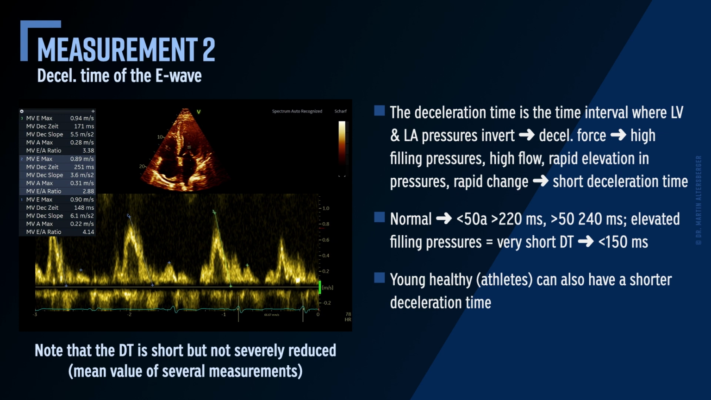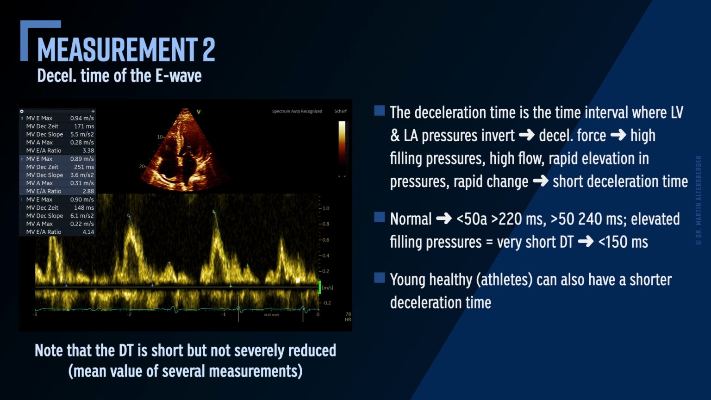The deceleration time, you already have seen it. We take a look at it again. The deceleration time you measure from the peak E wave down to the zero line. The deceleration time is the time interval where the left ventricle and left atrial pressures invert. So there's a deceleration force, high filling pressures, high flow, rapid elevation in pressures, and a rapid change therefore results in a very short deceleration time.